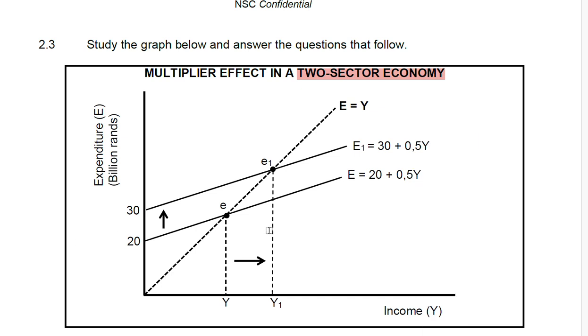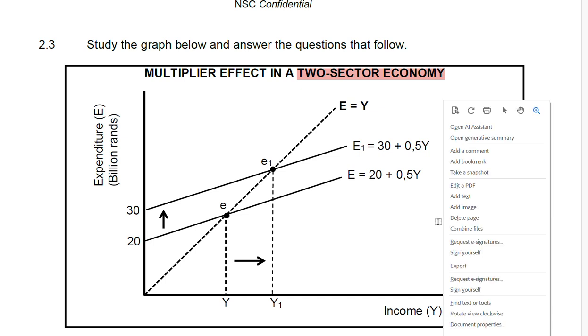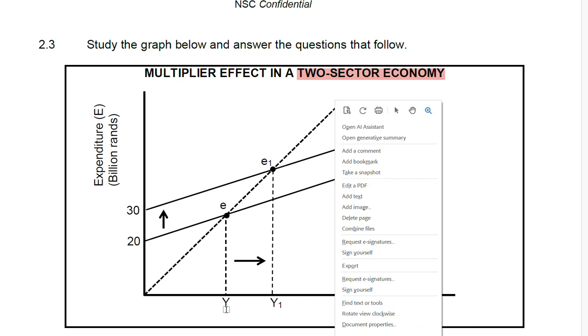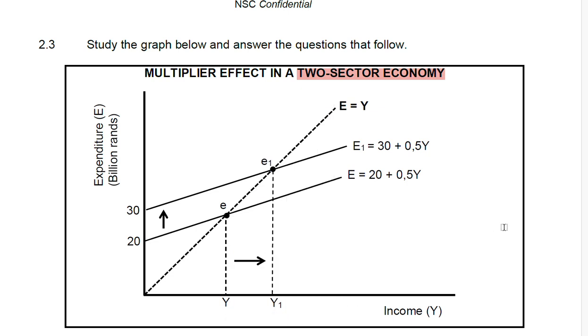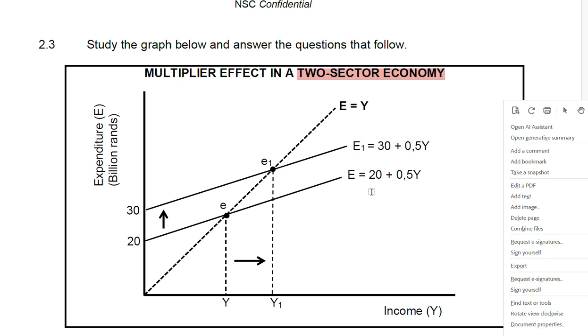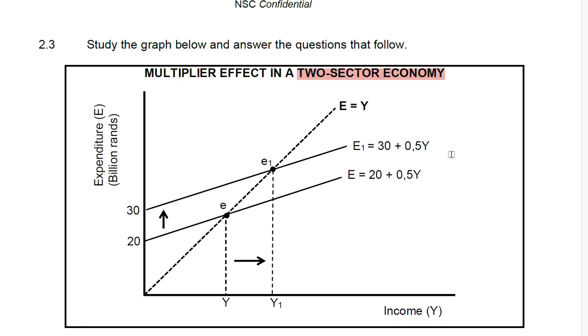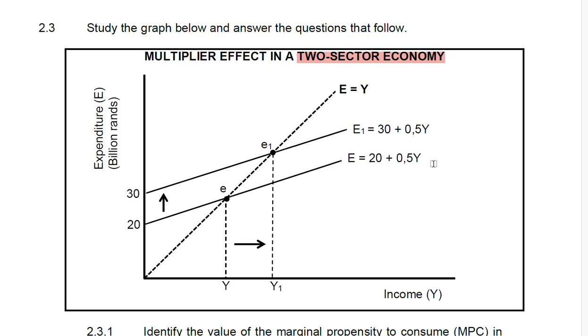Now, what you see here, there is a first equilibrium and then there is obviously a second equilibrium. And then we can see here we have Y, and then there's a shift to Y1. Now we have been provided the formula. For the first one, it is E equals 20 plus 0.5Y. And then for E1, it is 30 plus 0.5 times Y. Now let's just look at the questions that follow. Then we're going to be coming back to answer the questions about understanding this graph.